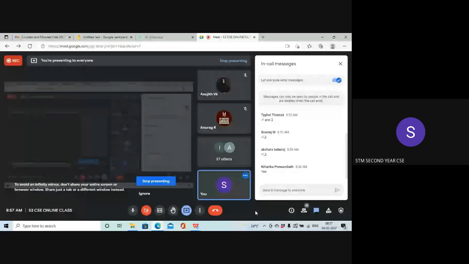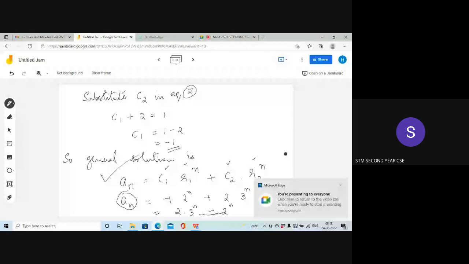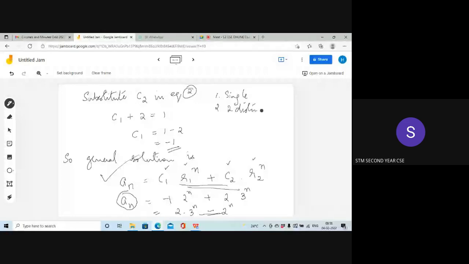So we had applied the second formula also. In the first case, we had a single real root, so we had to apply the formula corresponding to a single real root. In the second question, we had two distinct real roots, so we applied the formula for two distinct real roots. For each, we are solving each case. First case was a single real root. Second is two distinct real roots, two different real roots.